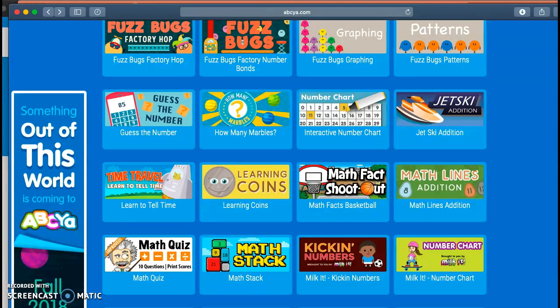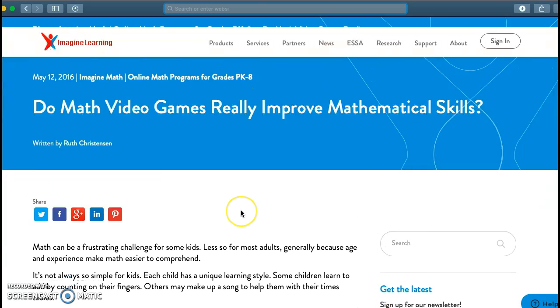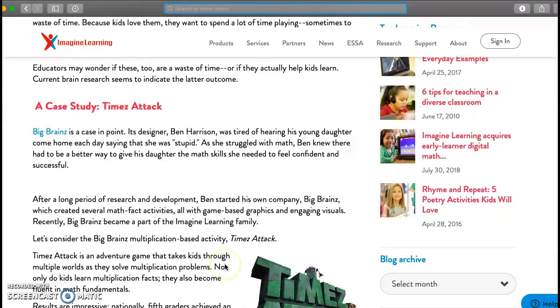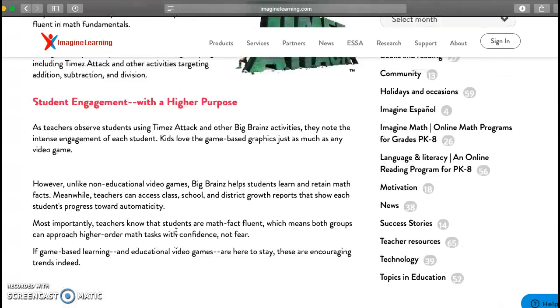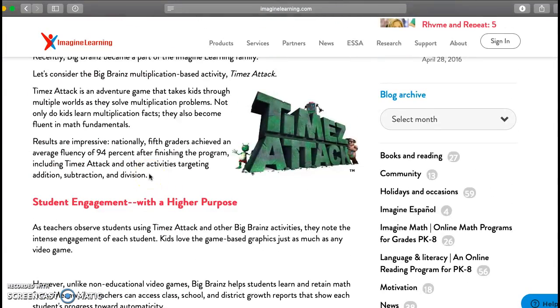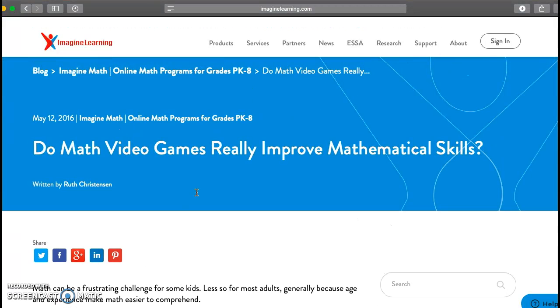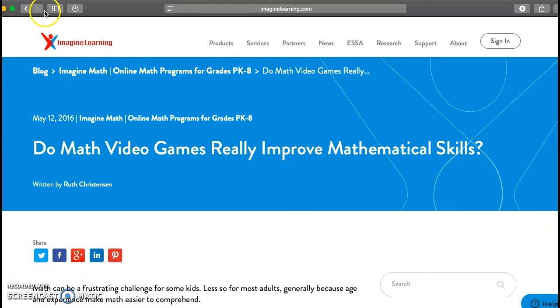I know a lot of parents are skeptical about letting the students use games, but here's an article that shows how math video games really do improve mathematical skills. This program was created by this designer, Ben Harrison, and after the students were done with it, there was a huge increase in the fluency with addition, subtraction, division. So just in case some parents are skeptical, this is reassurance that it's not a bad thing. Games can help in many, many different ways.